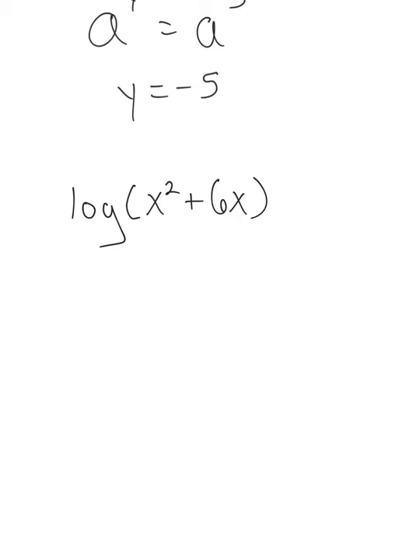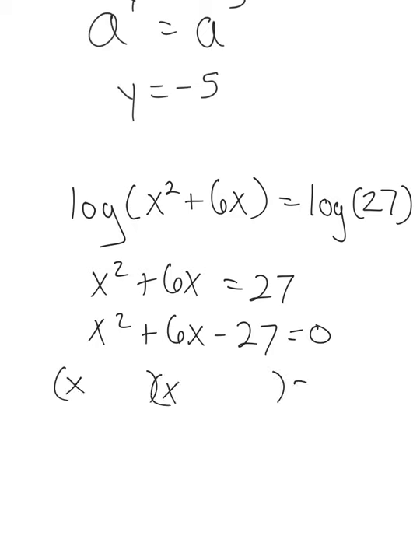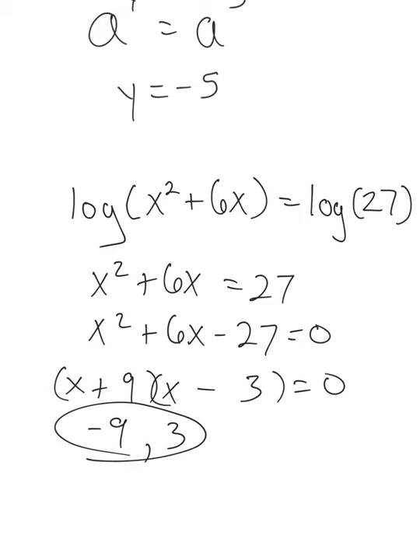So let's say we have log of x squared equals the log of 27. Well, we can cancel out our logs here to solve. And then this becomes an easy quadratic where you can just factor. The two factors of 27 that work are 9 and 3, positive 9, negative 3. Our answers must be negative 9 and positive 3.